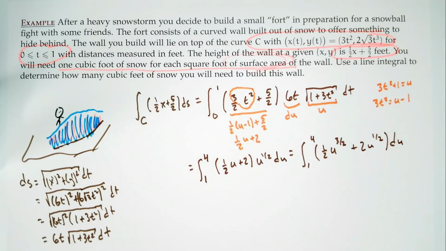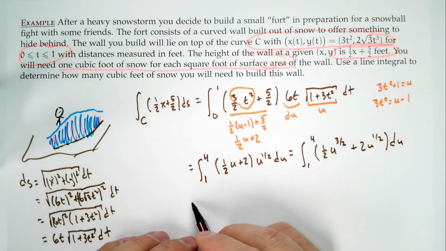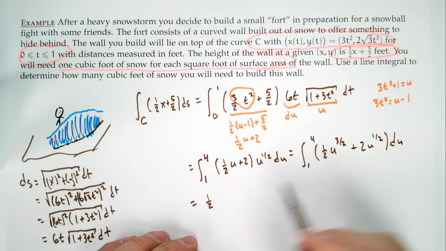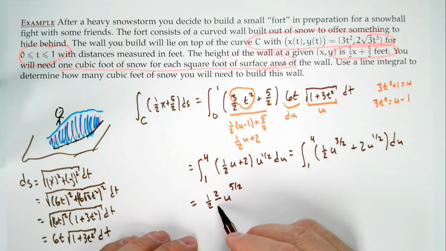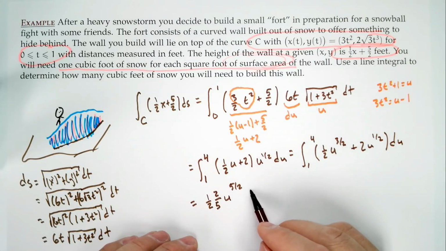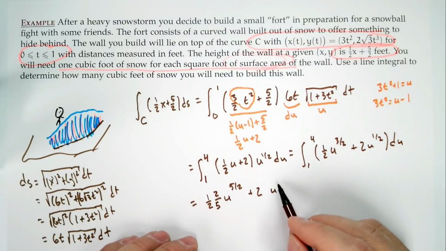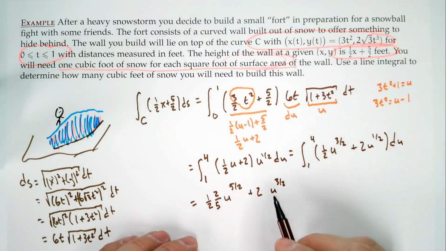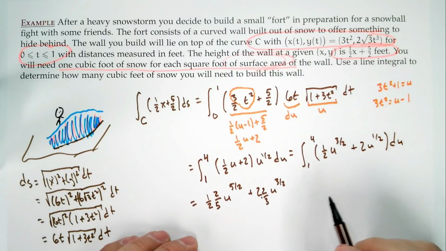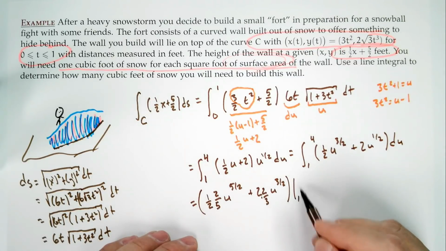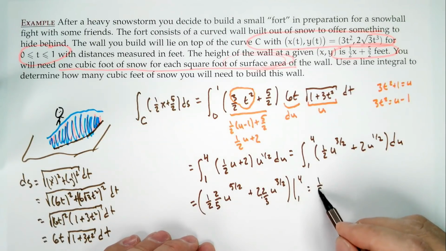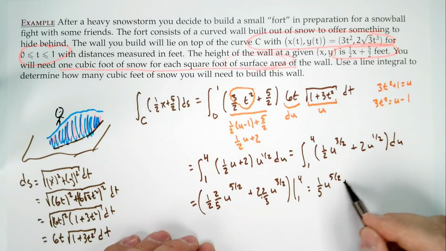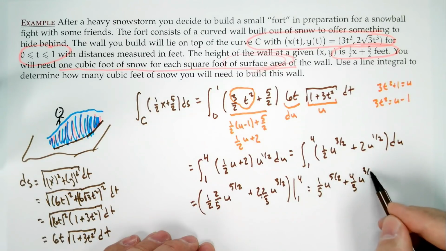Now we're making great progress. We're ready to integrate. So we're going to get 1/2. We add 1 to our exponent. That'll be 5/2 multiplied by the reciprocal, 2/5. Plus 2, add 1 to the exponent. That'll be 3/2 multiplied by the reciprocal. That'll be 2/3. So when we simplify, we're going to get 1/5 u to the 5/2 plus 4/3 u to the 3/2.